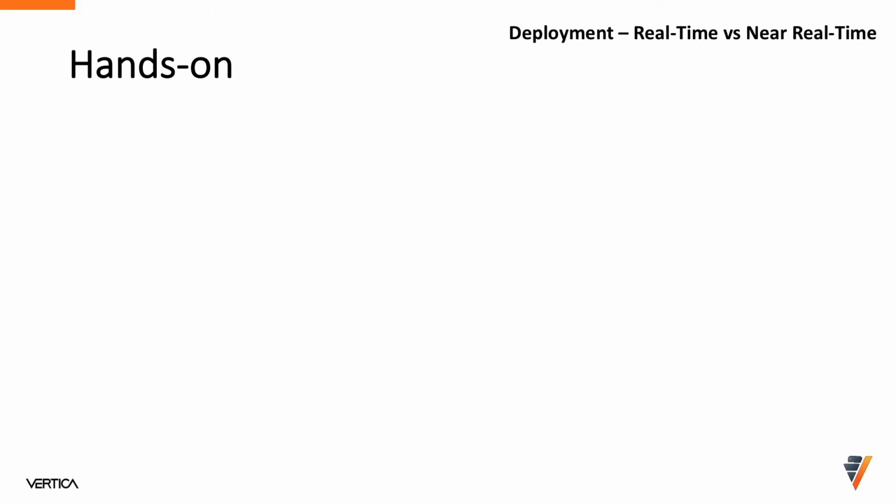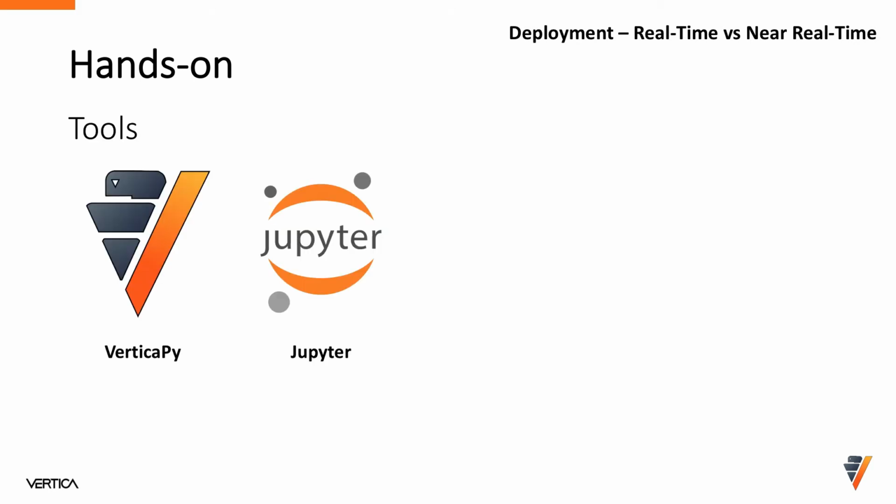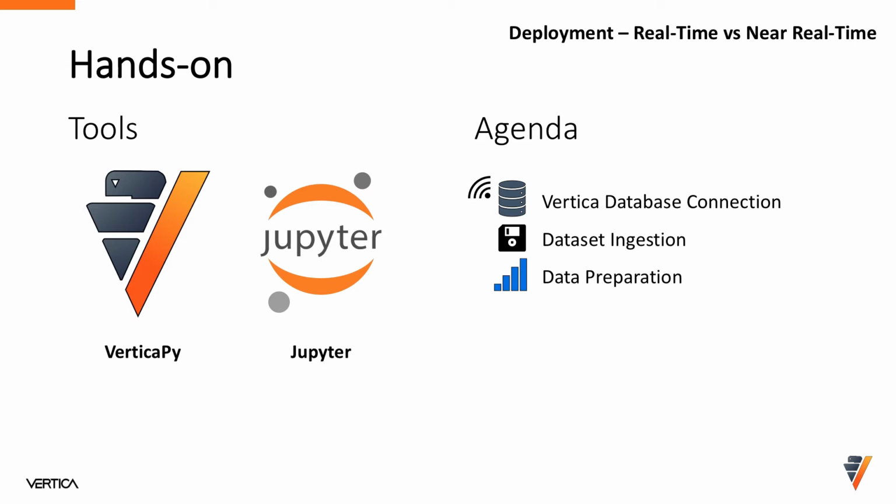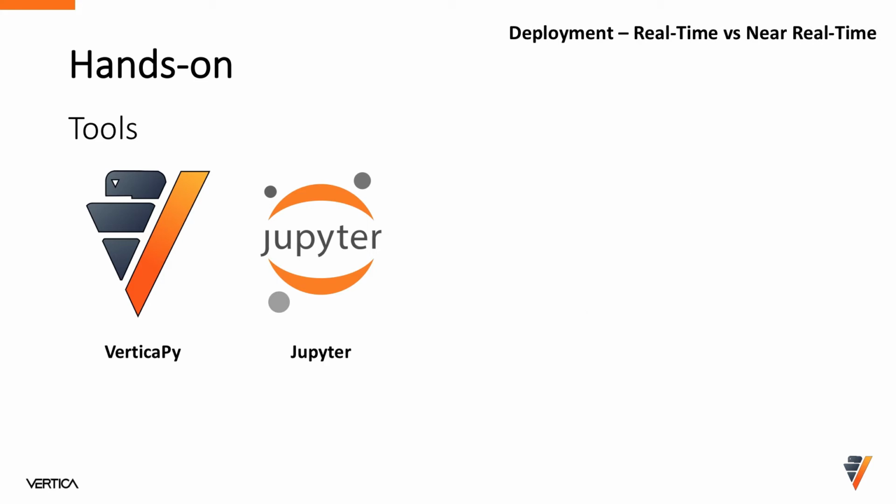We will use Jupyter and VerticaPy to create two models that can be used in both cases. We will see how: creating a database connection, ingesting a dataset, preparing relevant features, creating two machine learning models, one for real-time and another for near real-time use cases. Let's go!